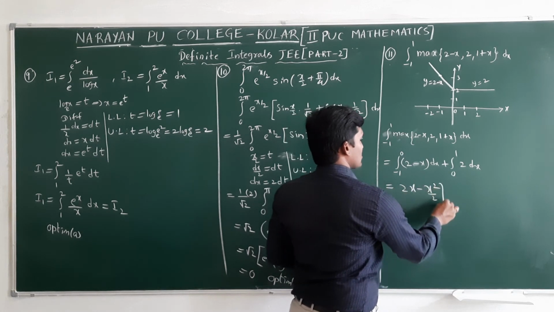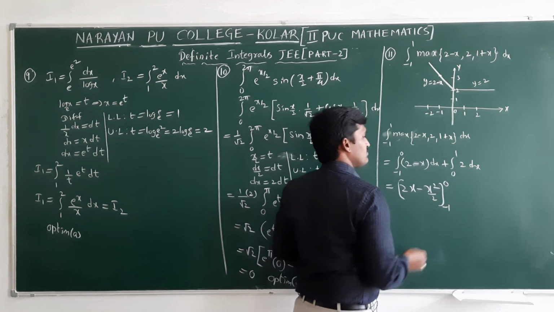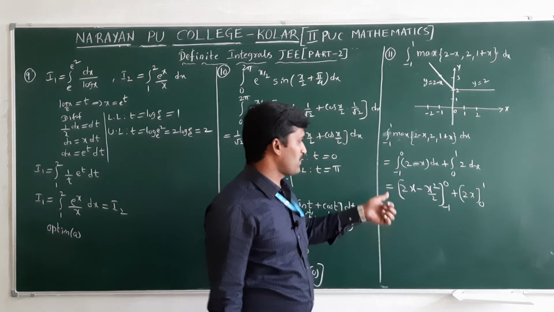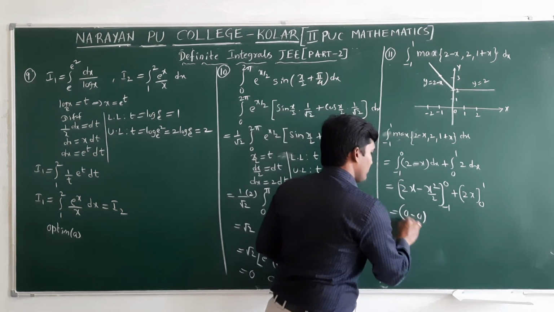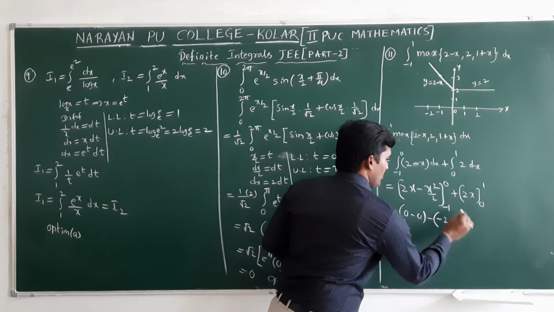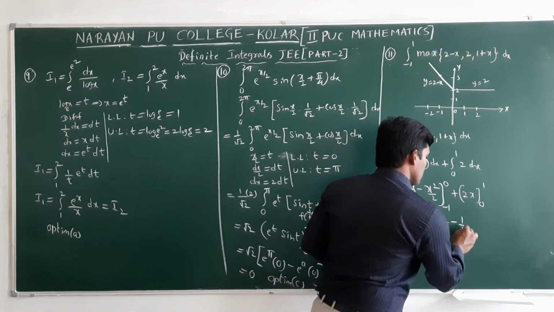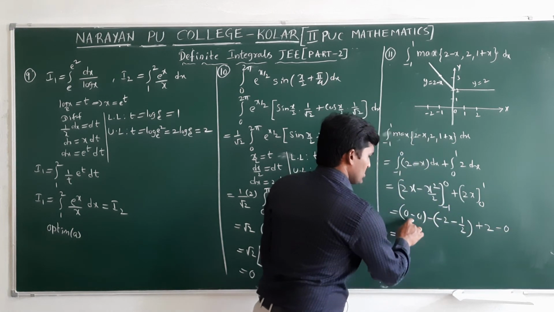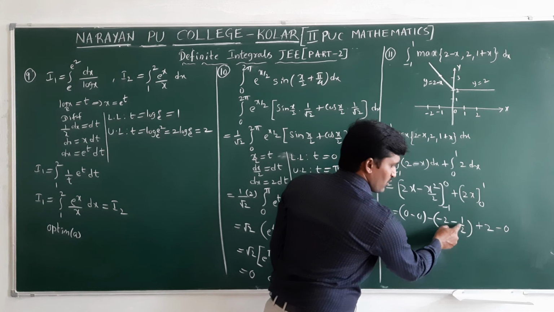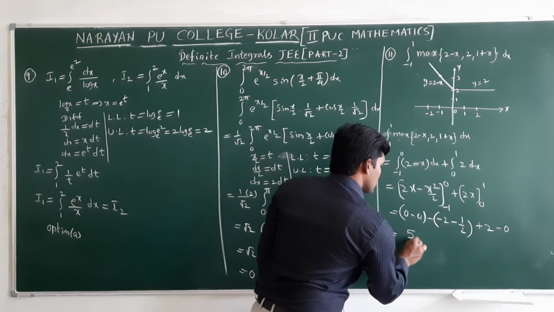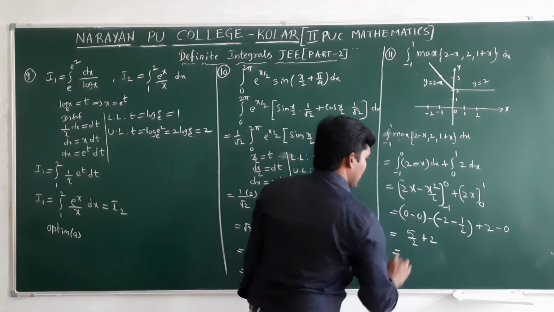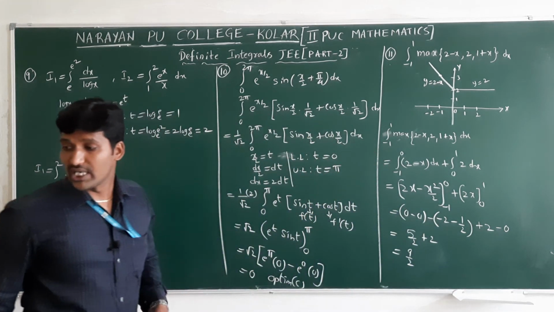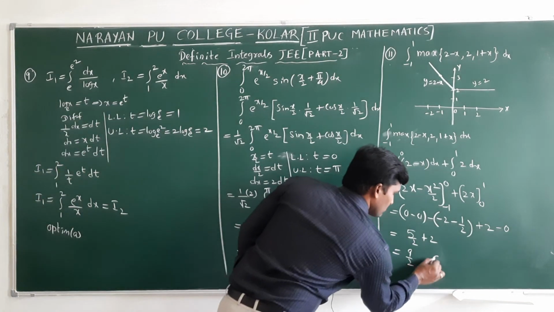Integral of 2 is 2x, integral of x is x square by 2, from minus 1 to 0. Integral of 2 is 2x from 0 to 1. If you substitute the upper limit, both values become 0. Lower limit: minus 2 minus 1 whole square, that is 1 by 2, plus 2 into 1, 2 minus 0. Now this is 0 totally. Take LCM: minus 4 minus 1, minus 5 by 2, minus of minus plus 5 by 2 plus 2. Take LCM, 2 twos are 4, 4 plus 5 is 9 by 2, the required value. That is option D, the correct one.